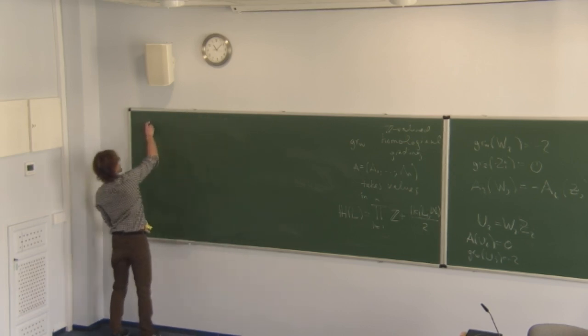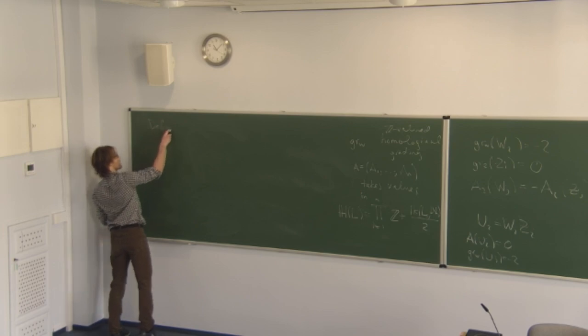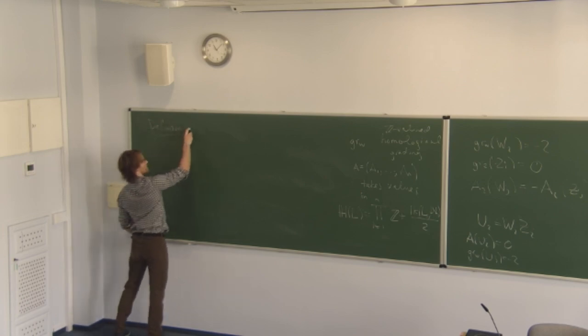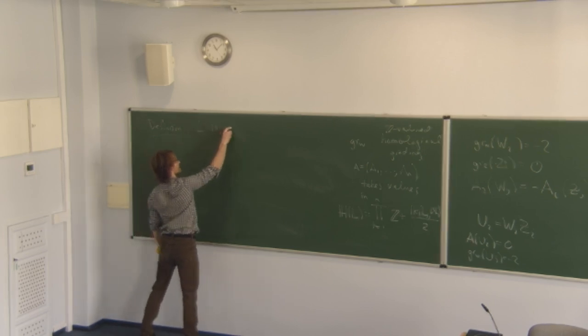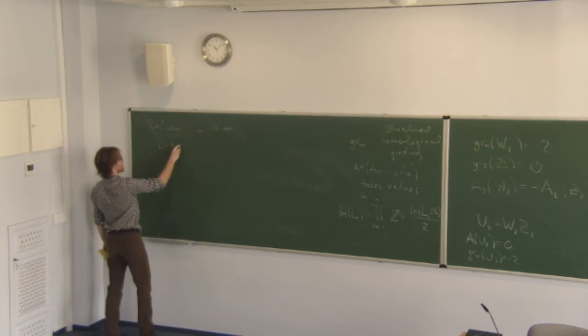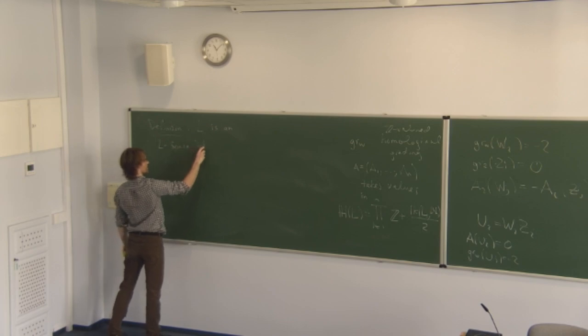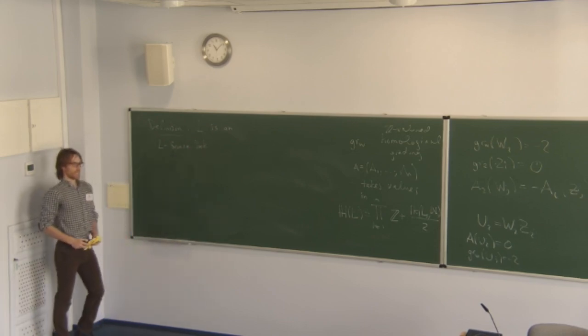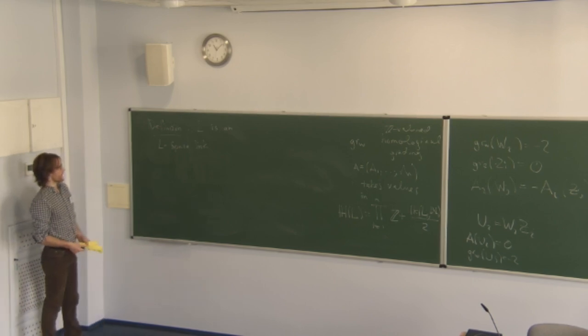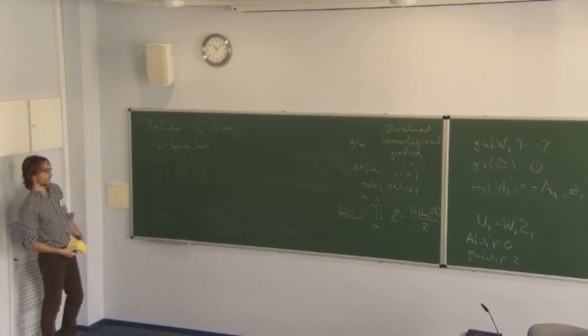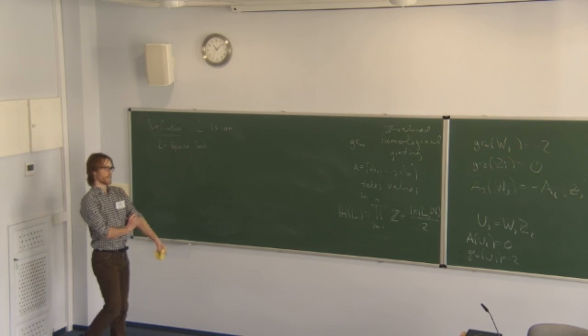All right, so definition. L is an L space link. I'm going to give sort of an odd definition of it that just uses link-Floer homology, and I'll relate it to the more standard definition.